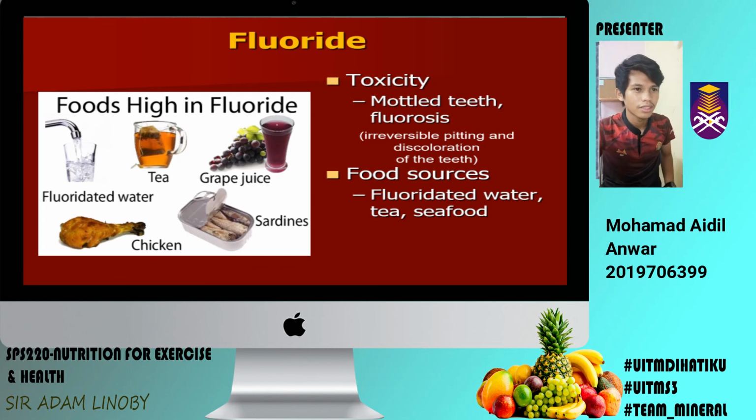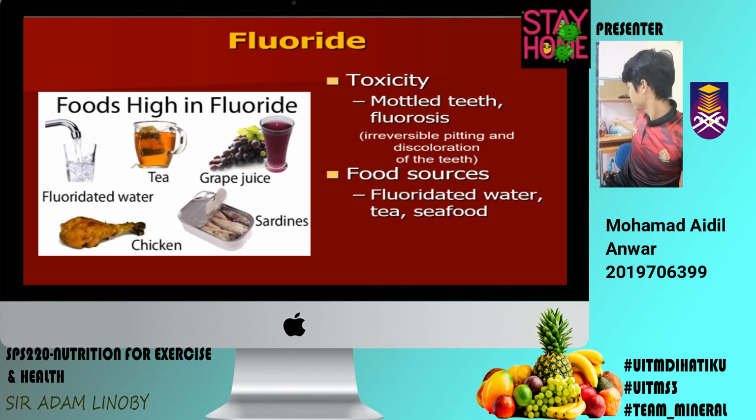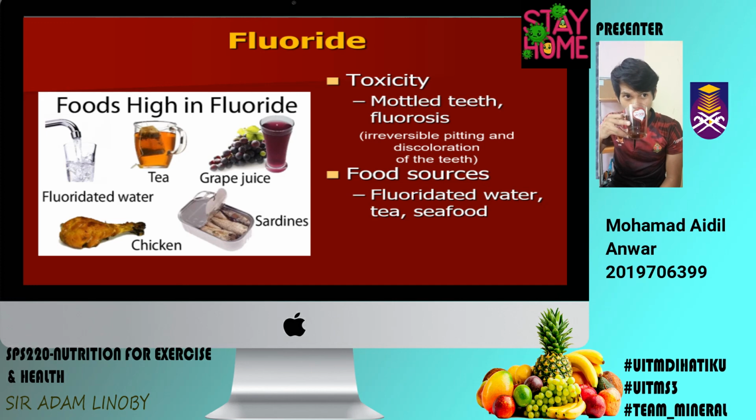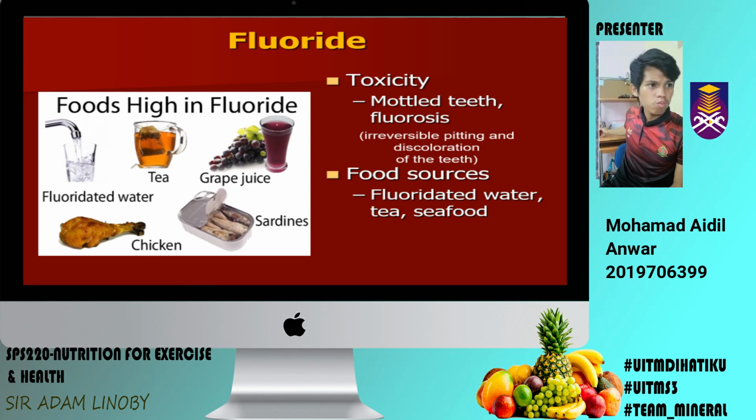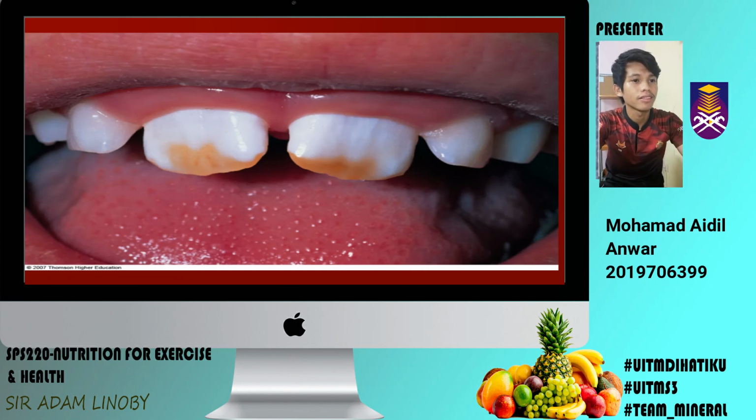So the diagram shows the foods that are high in fluoride, such as fluoridated water, grape juice, chicken, sardines, and tea. And this is a picture of tooth decay due to fluoride deficiency.